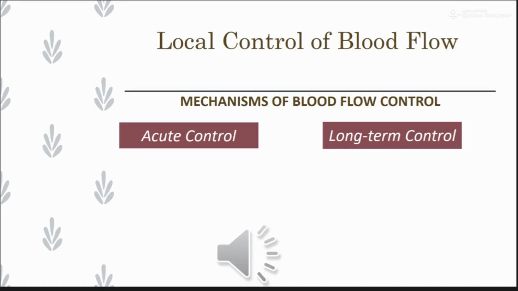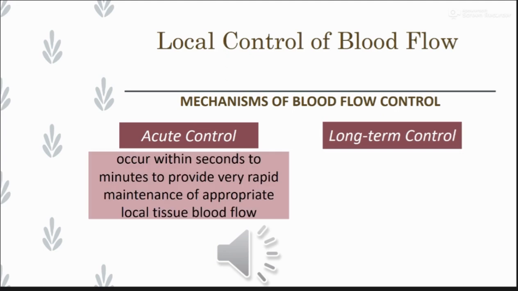Okay, so let's go first dun sa two phases, yung acute phase muna, acute control. So what happens here, it is achieved by rapid changes in local vasodilation or vasoconstriction, okay, of the arterioles, metarterioles, precapillary sphincters that occur within seconds to minutes, okay, to provide very rapid maintenance of appropriate local tissue blood flow. So kailangan siya agad-agad, kaya acute, seconds to minutes lang, okay.